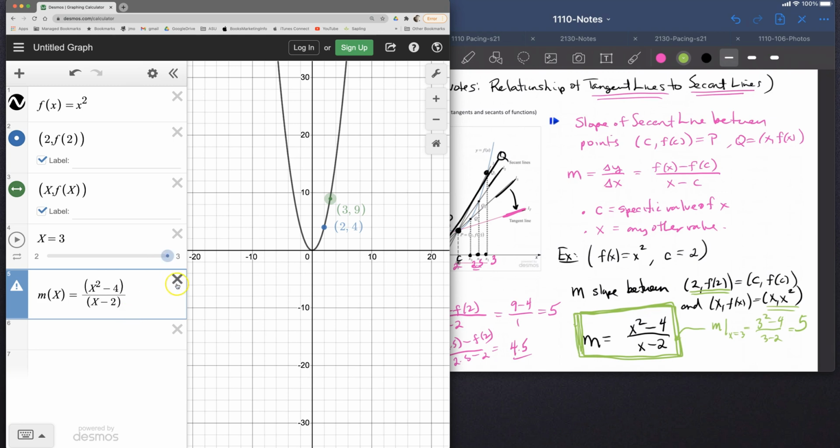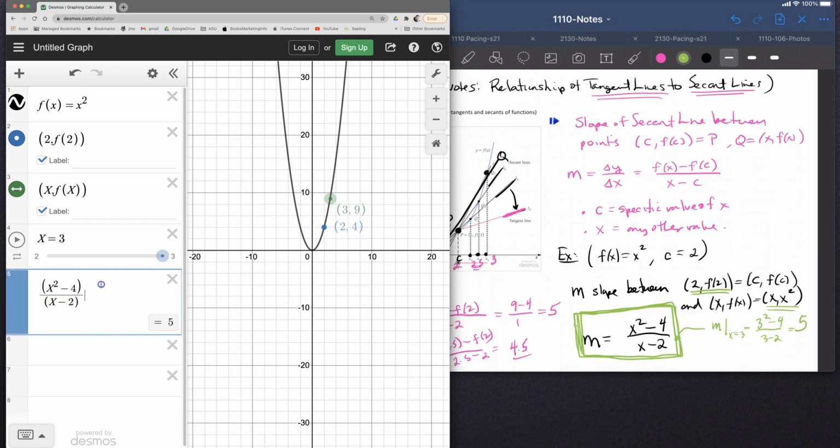All right, I guess maybe Desmos is not, there we go. Let's just do this then. There we go. I won't have to give it a name.